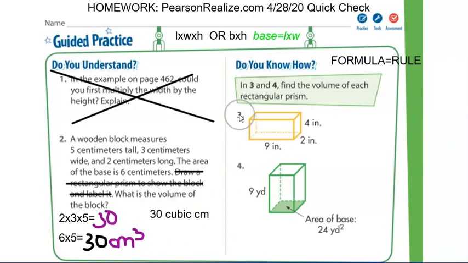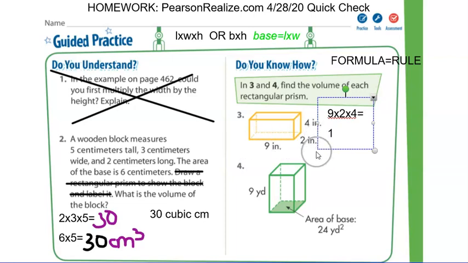So let's go over here to number 3. We want to identify what our length is, what our width is, and what our height is. So our length is how long this space is, which would be 9. Our width is how wide the shape is, which is 2. And then our height is how tall our shape is, which is 4. So because we're given all 3 of these units, we can multiply them like this, or we can identify what our base is. And our base would be the length and the width together.